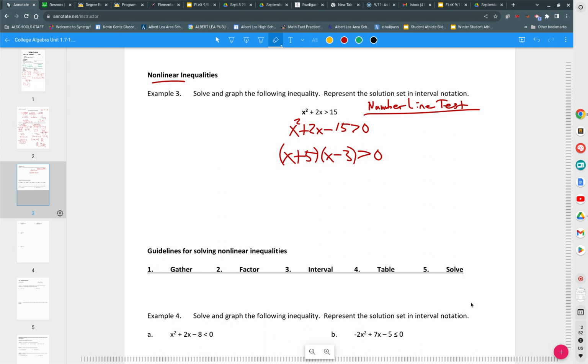If you do that, this problem's worth 3 points on the test, I give you 1. Okay, you got 1 for factoring, that's all you've got so far. You want to get more points, you got to tell me some positives and negatives. You make a number line. Anybody want to guess the 2 numbers I put on my number line? 3 and negative 5.